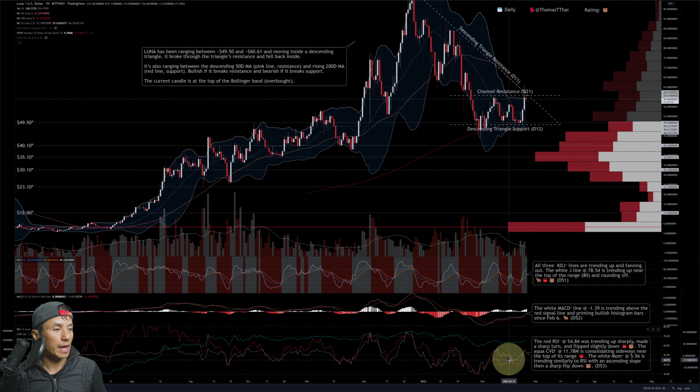The white mom line is trending similar to the RSI line. It went down, went back up, and then trended sharply down. You may not be able to see it. It's a tiny little tick that's trending back down with a descending slope, and I gave that a bear.